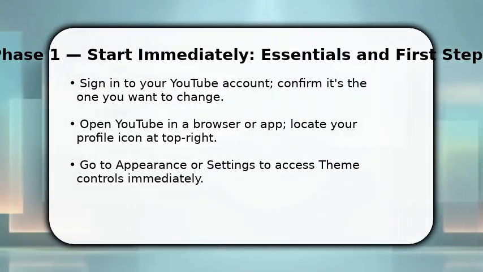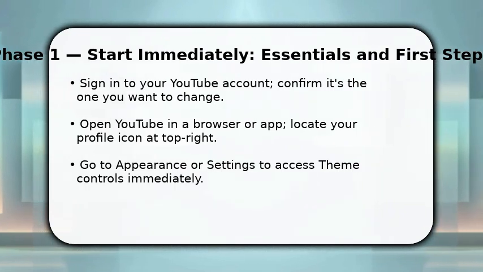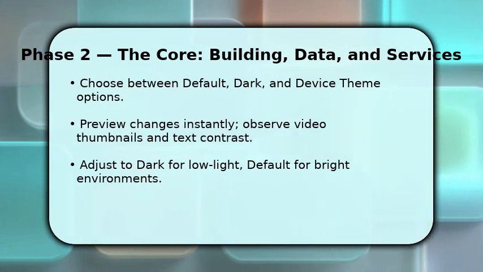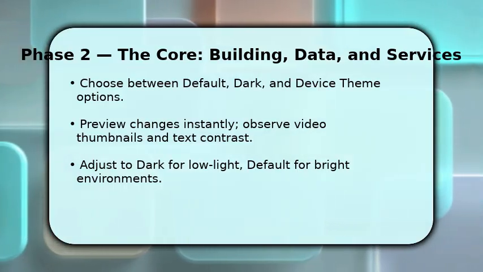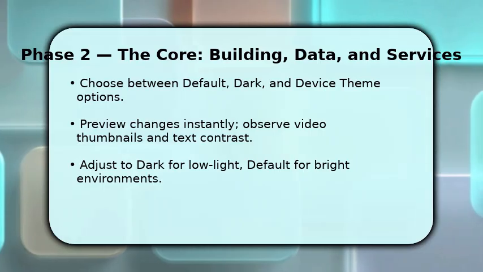Once in Appearance, pick the theme option you want: default, dark, or device theme, which follows your system setting. You'll see an immediate preview across the page. Check thumbnails, text contrast, and player controls.